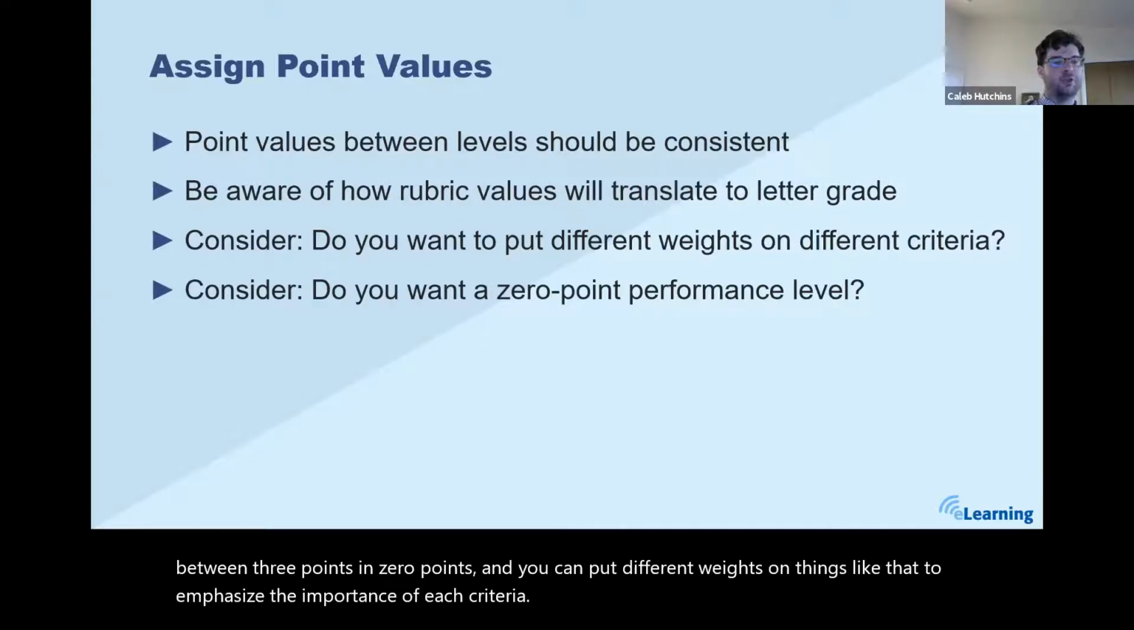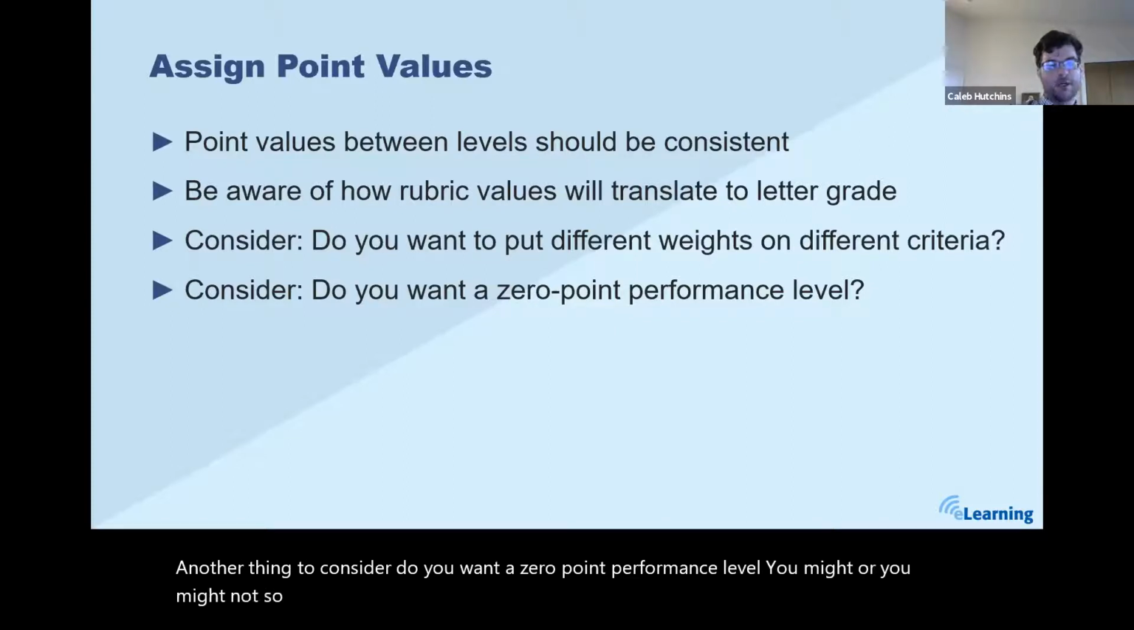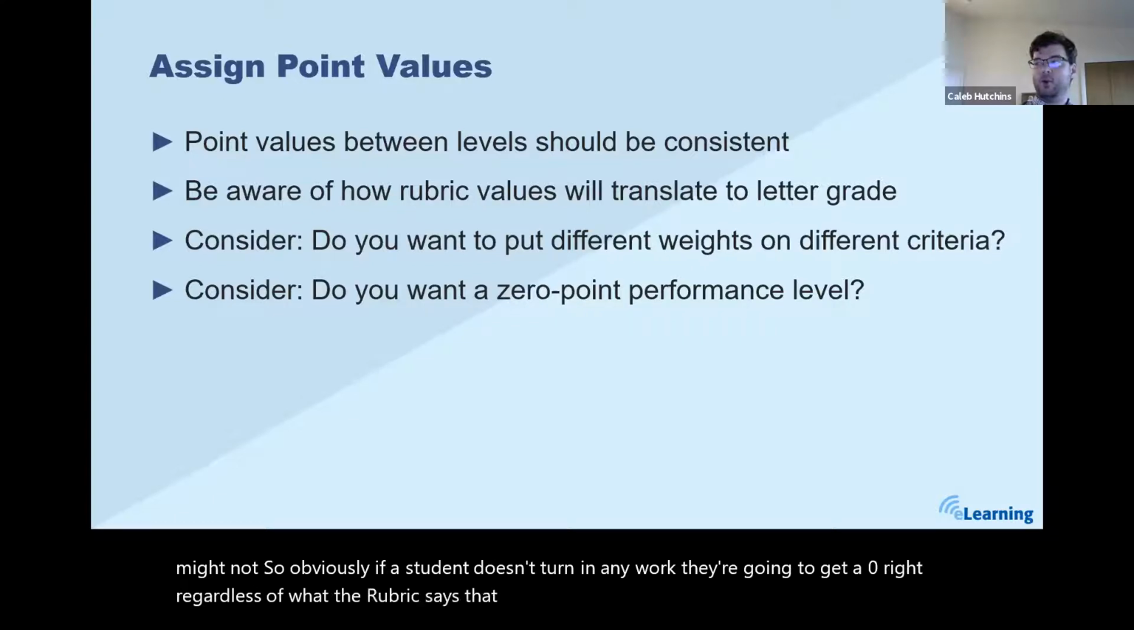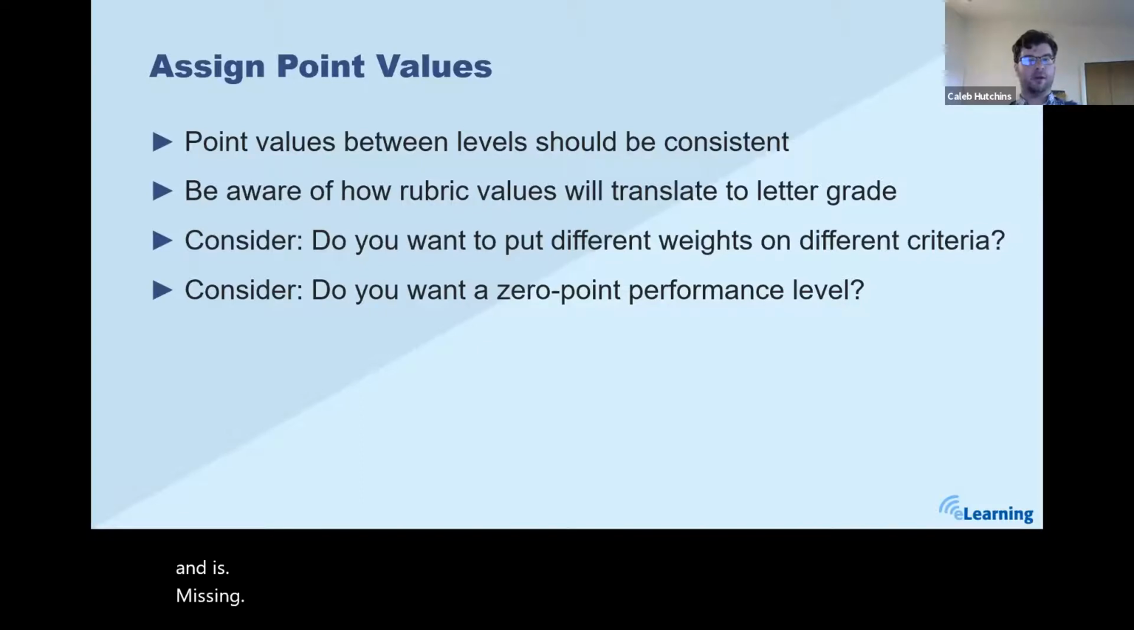Another thing to consider: do you want a 0 point performance level? You might, or you might not. Obviously, if a student doesn't turn in any work, they're going to get a 0, right? Regardless of what the rubric says. If there's no work, there's nothing to grade. But you might want to give at least 1 point if they've turned something in, even if it's very poor and it's missing a bunch of the features that you're looking for. You still want to give them something for the effort.